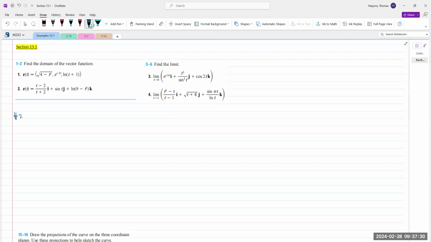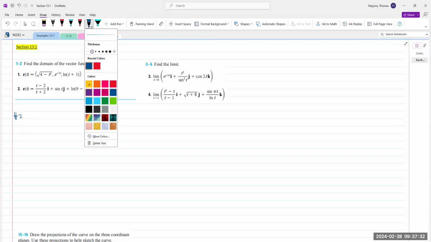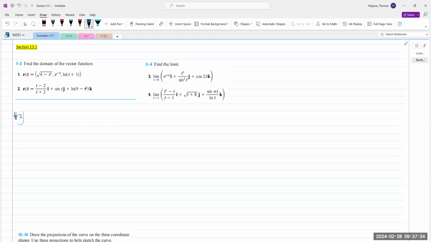Number 2. Find the domain of the vector function r(t). That's (t minus 2) over (t plus 2), sine t, and then the natural log of 9 minus t squared.